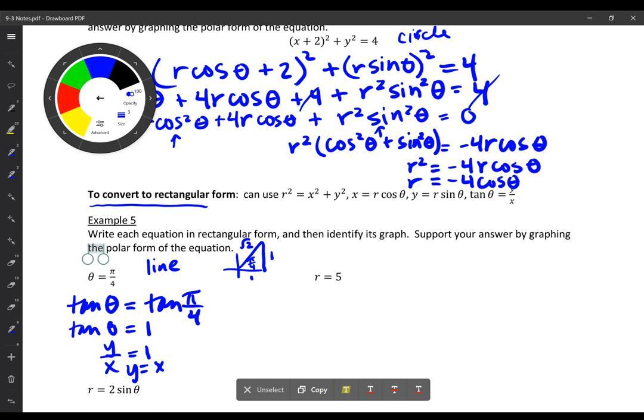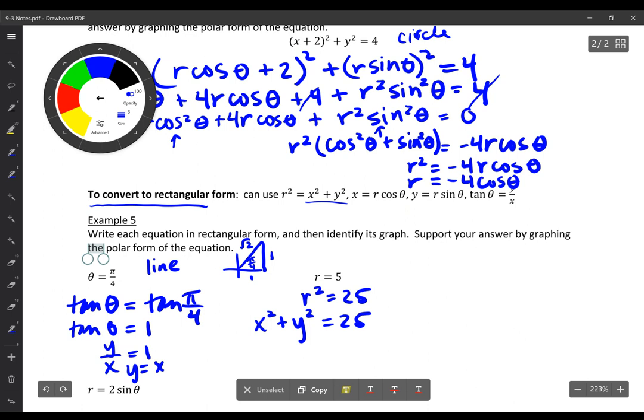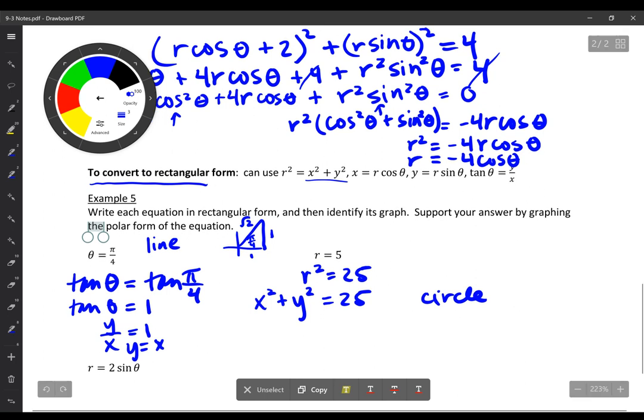On the next one, where it says r equals 5, we're actually going to square both sides. So this is another hint. We're going to just square both sides. r squared equals 25. And then where I have an r squared, I can substitute x squared plus y squared. And now we have the equation for a circle. So that one was a little bit easier. So options are taking a tangent on both sides, where we use that tangent theta equals y over x. Lots of different substitutions we can make.